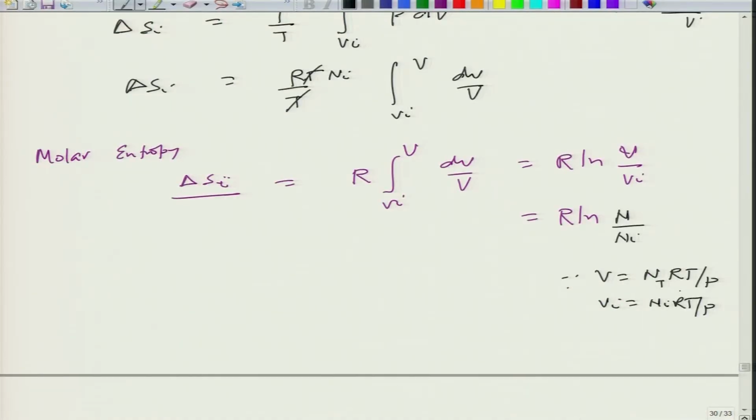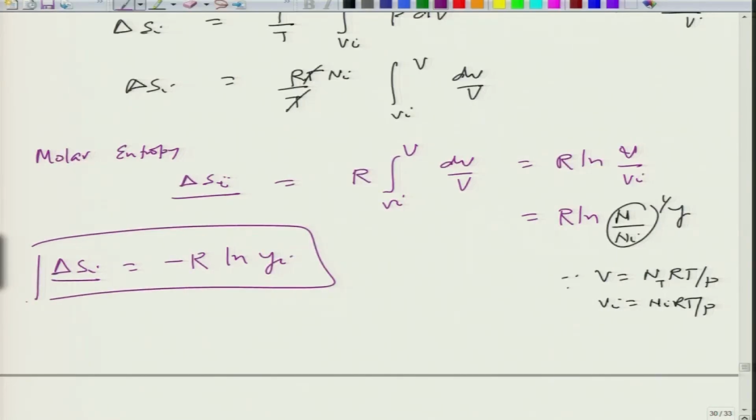So, this is going to be y, 1 by y rather. So, I now have an expression that delta S_i bar is minus R ln y_i. This is my change in the entropy of a component i in the mixture, from the pure state to the mixture.